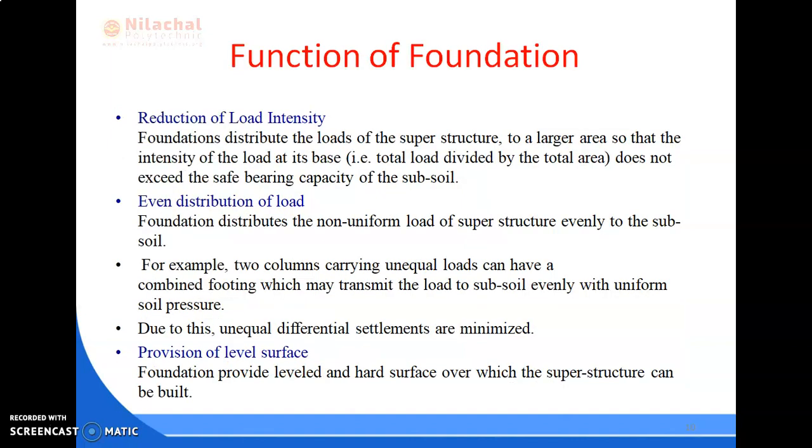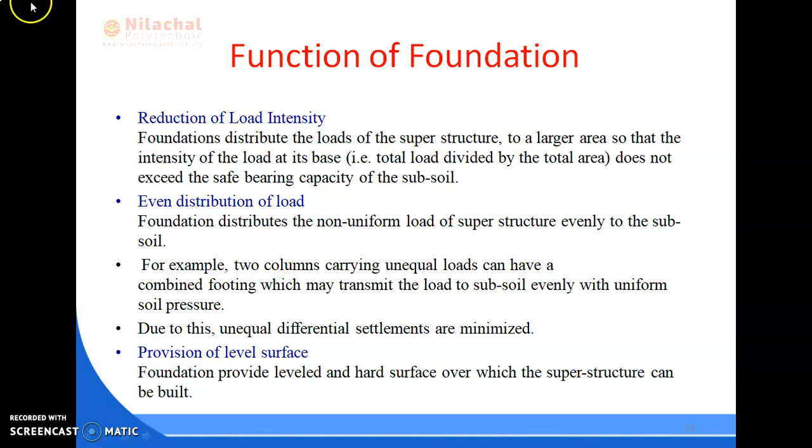Let us discuss the major functions of foundation. Some functions are discussed here. First is the reduction of load intensity. As we know, foundations distribute the loads of the superstructure over a larger area so that the intensity of the load at its base does not exceed the safe bearing capacity of the subsoil, and also the load is evenly distributed by the foundation.